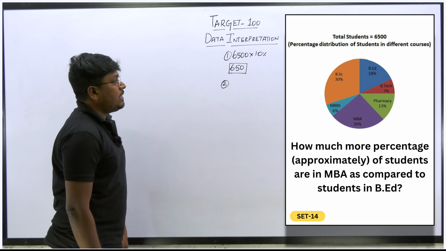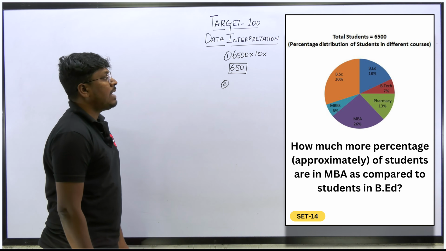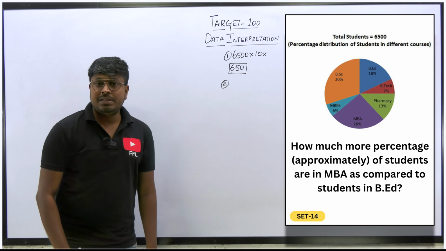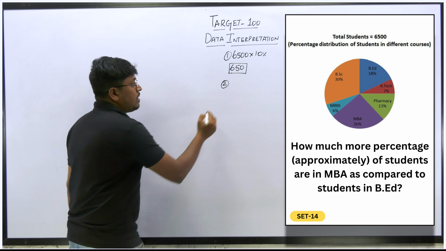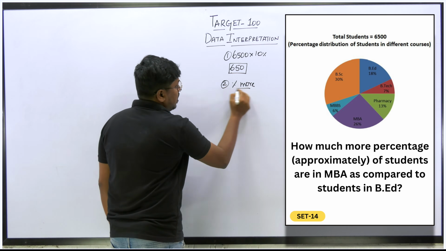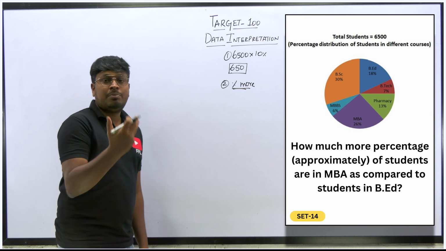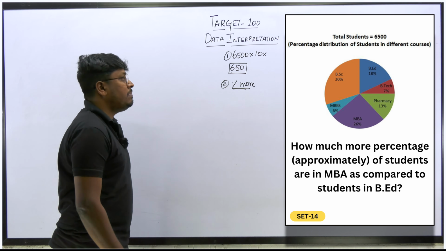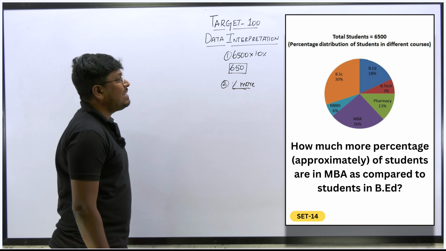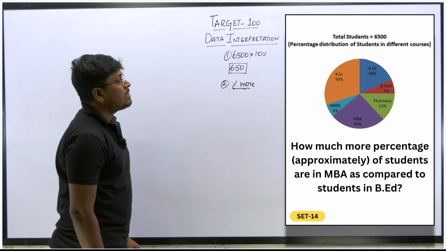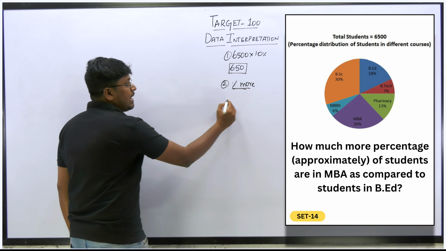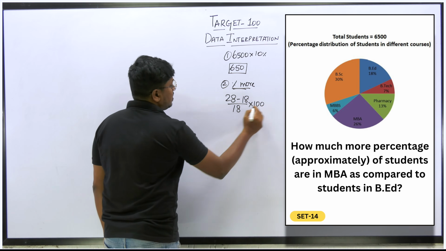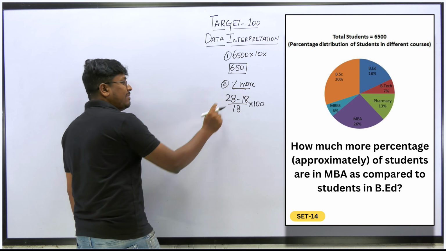How much percentage approximately are the students in MBA as compared to the students in B.Ed? Just look at the question, how much percentage more, right? How much percentage more means the numerator value should be positive. The comparison is MBA as compared to B.Ed. MBA is 26%, B.Ed is 18%. So the formula is MBA minus B.Ed divided by B.Ed into 100. Only when you subtract both the values, the resultant will be a positive value, right?